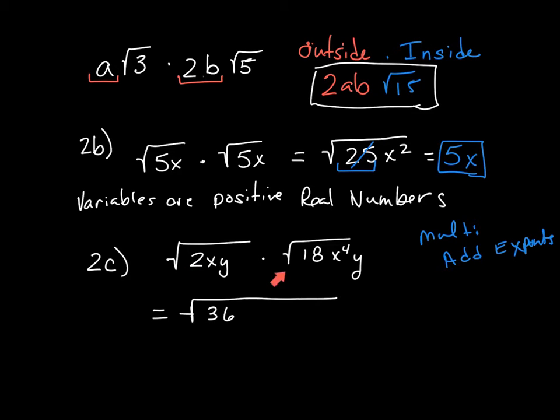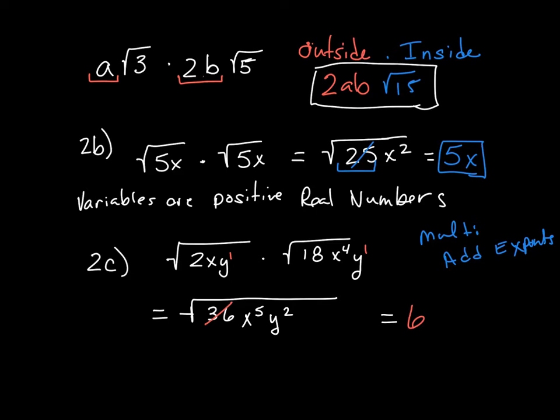So 2 times 18 is just 36. Then I have x times x to the 4th, which gives me x to the 5th power. And then for the y's, this is y to the 1st and y to the 1st. So when I add those two together, that gives me y squared. Now to simplify that, the square root of 36 comes out as a 6.